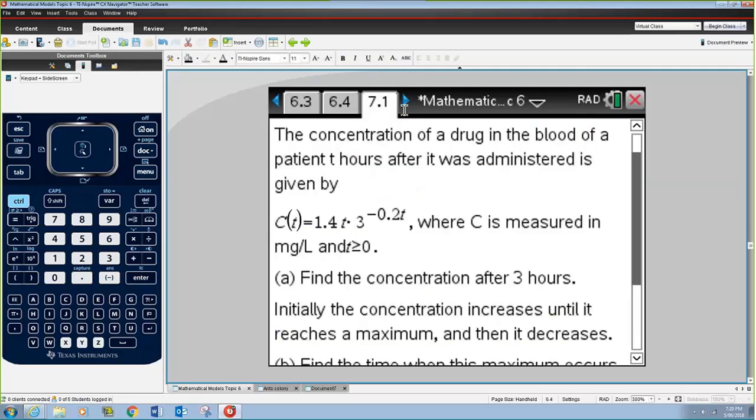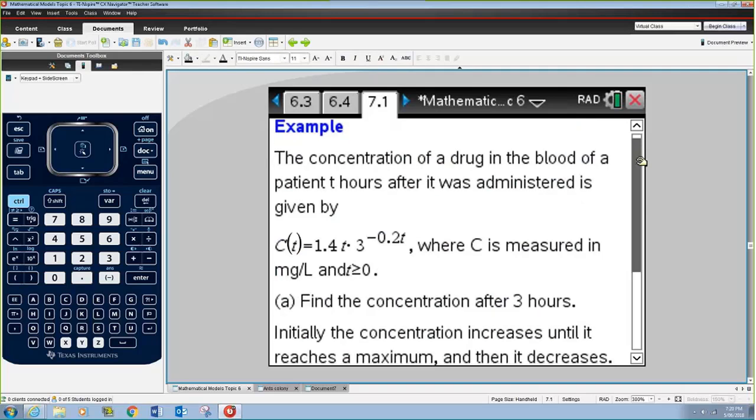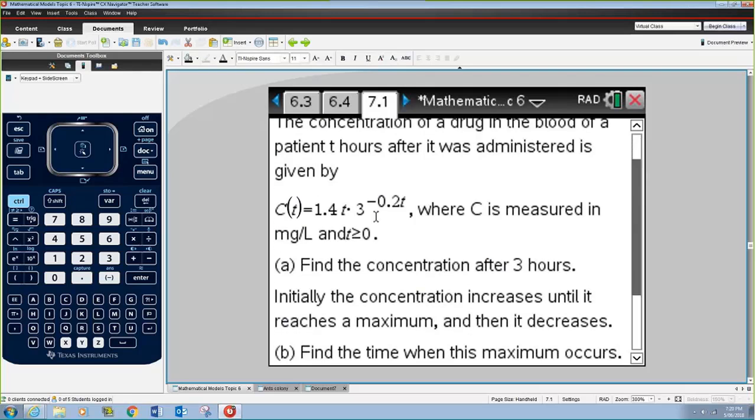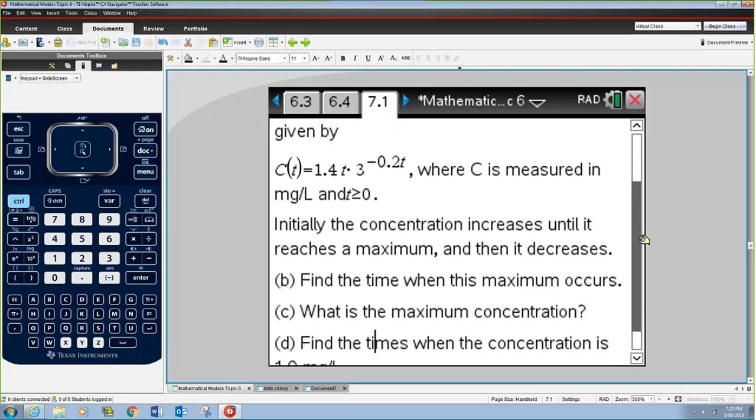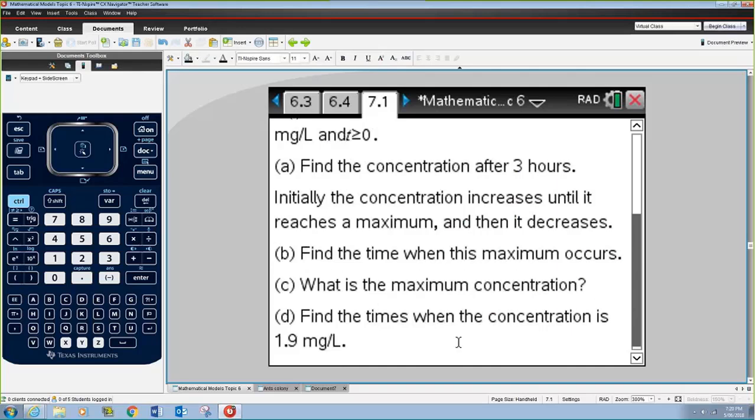This other question on exponential growth is a bit more complicated because the equation is more complicated. We have a concentration of a drug in the patient's body after t hours, and it's given by this formula. We want to find the concentration after 3 hours. It also says initially the concentration increases until it reaches a maximum and then decreases. So again, find the time when the maximum occurs, what the maximum concentration is, and so on.